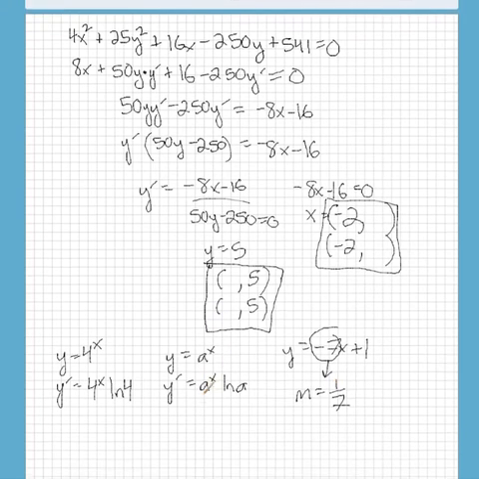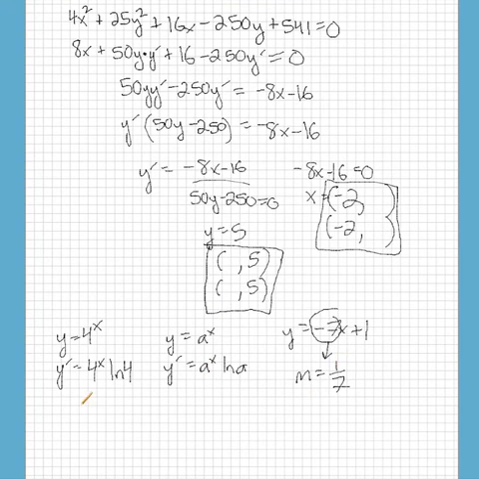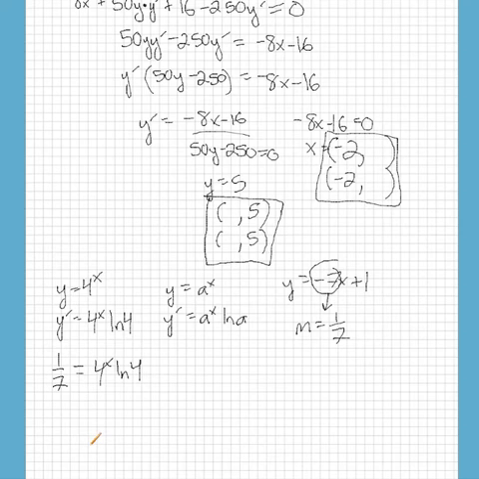The derivative is really the slope, right? So all we do is plug in 1/7 for the derivative, which equals 4 to the x ln of 4. Next we divide by ln of 4, and I'm going to do that on my calculator here. So we get 0.103 equals 4 to the x.